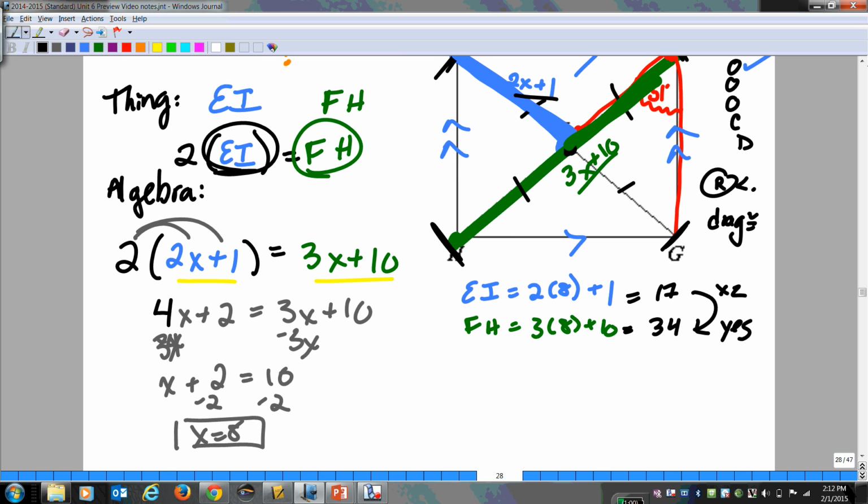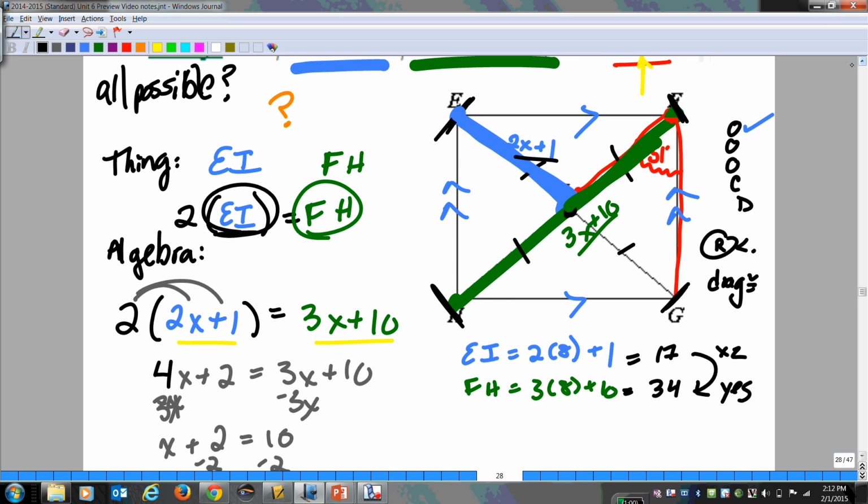So now we found the actual length here. Just going to erase these and put in the numbers. This is 17, and that's 17. The whole thing's 34. Put 34 in the middle, or put a little baby 17 and 17 on each of these.